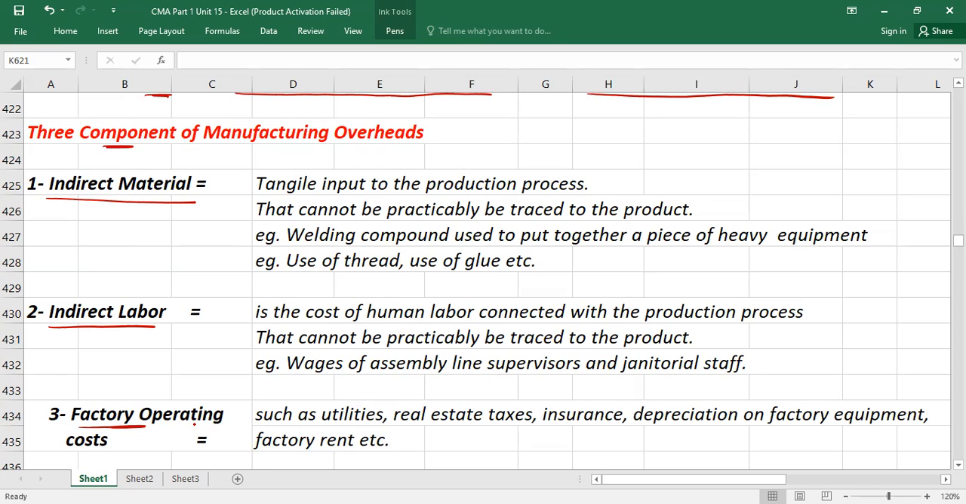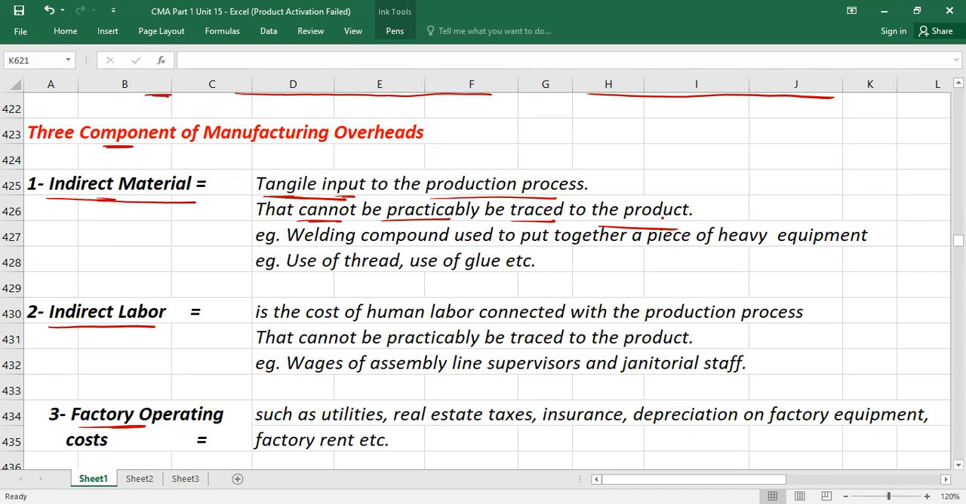Let's quickly understand. I'm not going into detail on direct material and indirect material, I'm just explaining the topic today. So what is indirect material? Indirect materials are tangible inputs to the production process. Tangible means these things have physical existence. If you are manufacturing chairs, maybe you are using staples, nails, or glue. These are tangible inputs to the production process, but they cannot practicably be traced to the product, so you cannot easily trace them into the cost object.